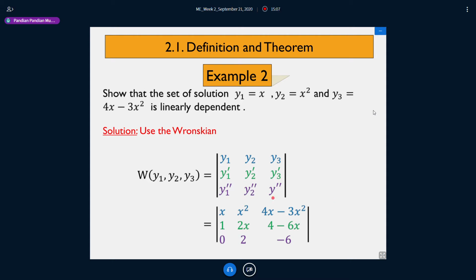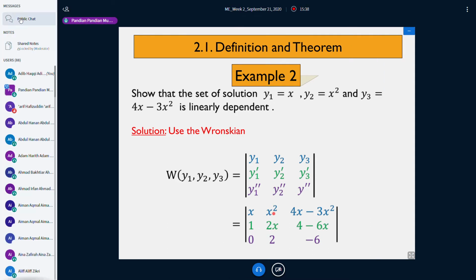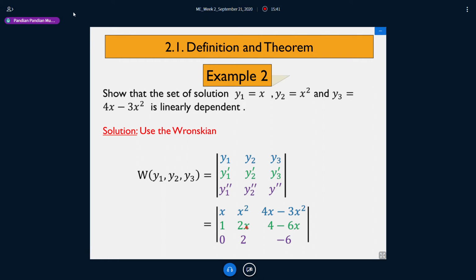This is the second derivative. For the first row, you just copy from here, put it here. This one goes here, and this one goes here, and this one comes here. So you have the first row: x, y1; y2, x squared; y3, 4x minus 3x squared. Now, for y1 dash, you must know how to differentiate. Differentiate x with respect to x, 1. Differentiate x squared with respect to x, 2x. Differentiate 4x with respect to x, 4. Differentiate minus 3x squared with respect to x, minus 6x.